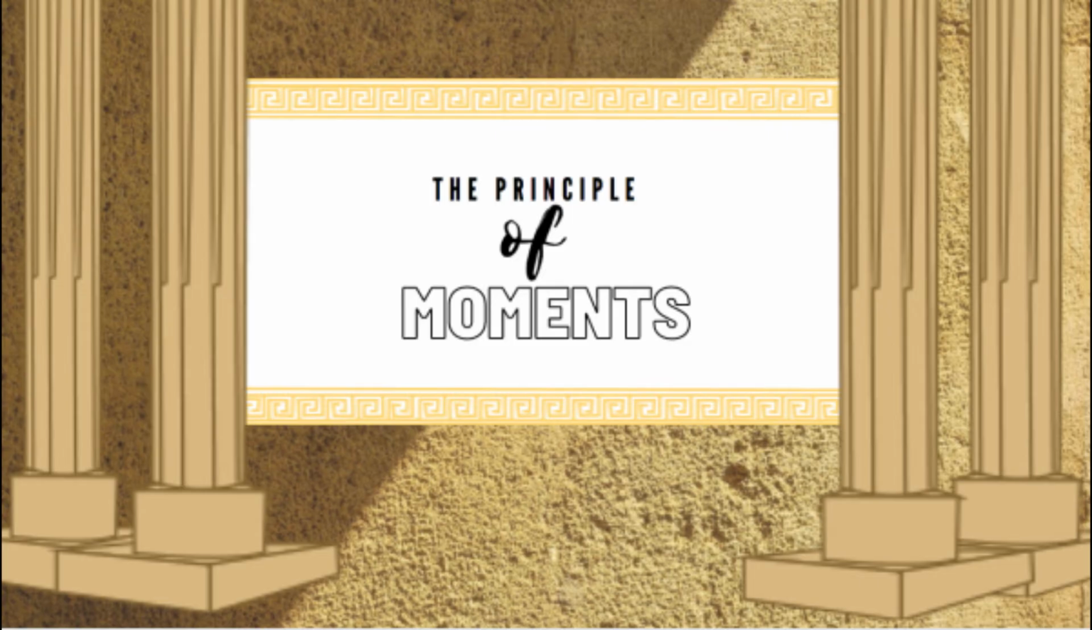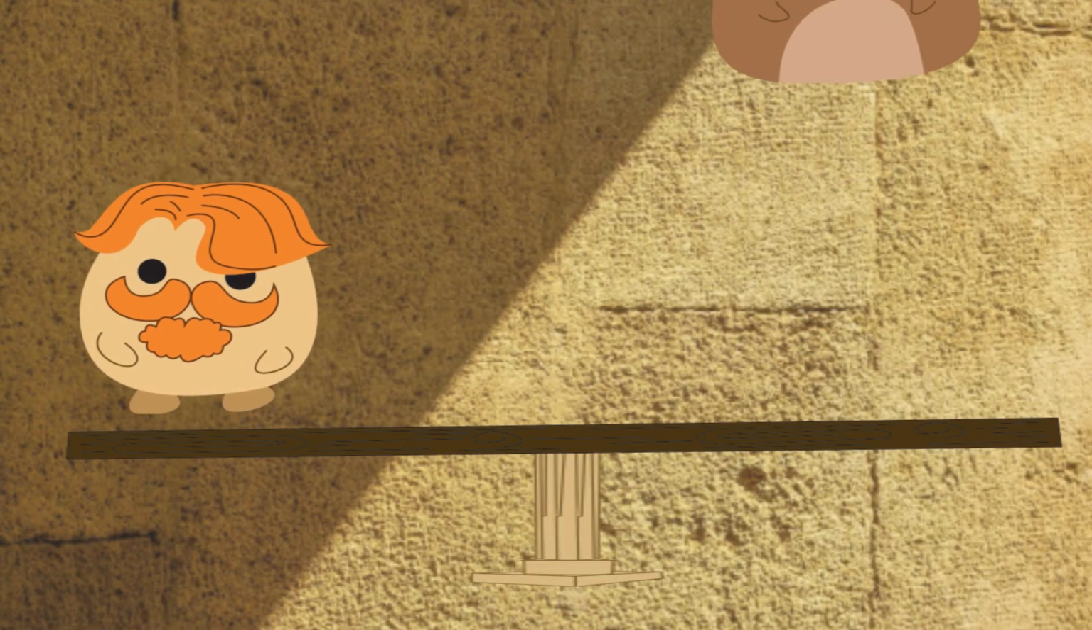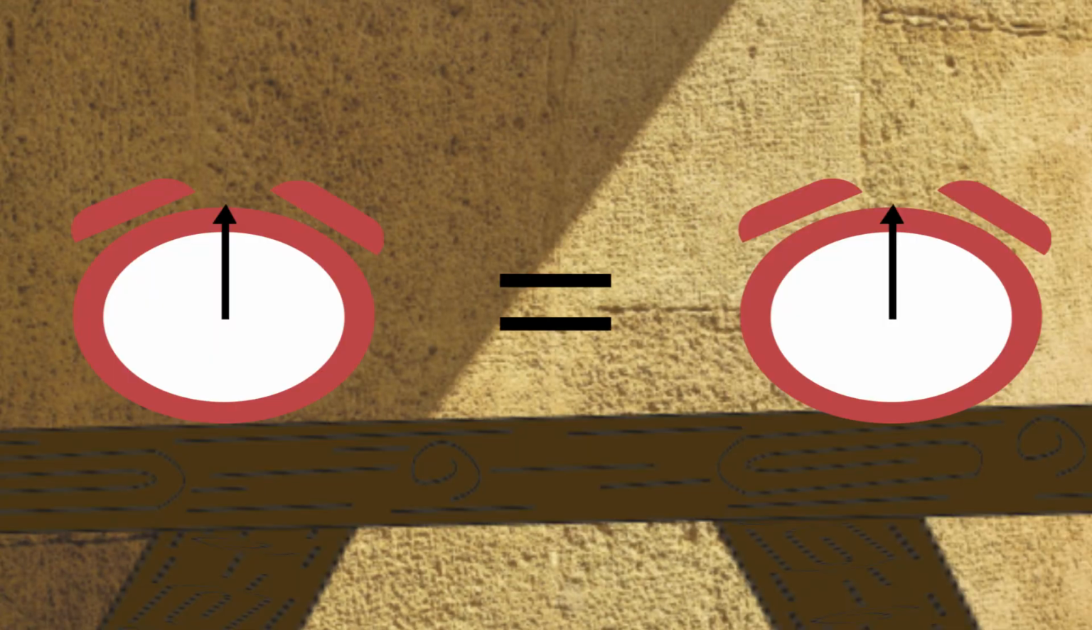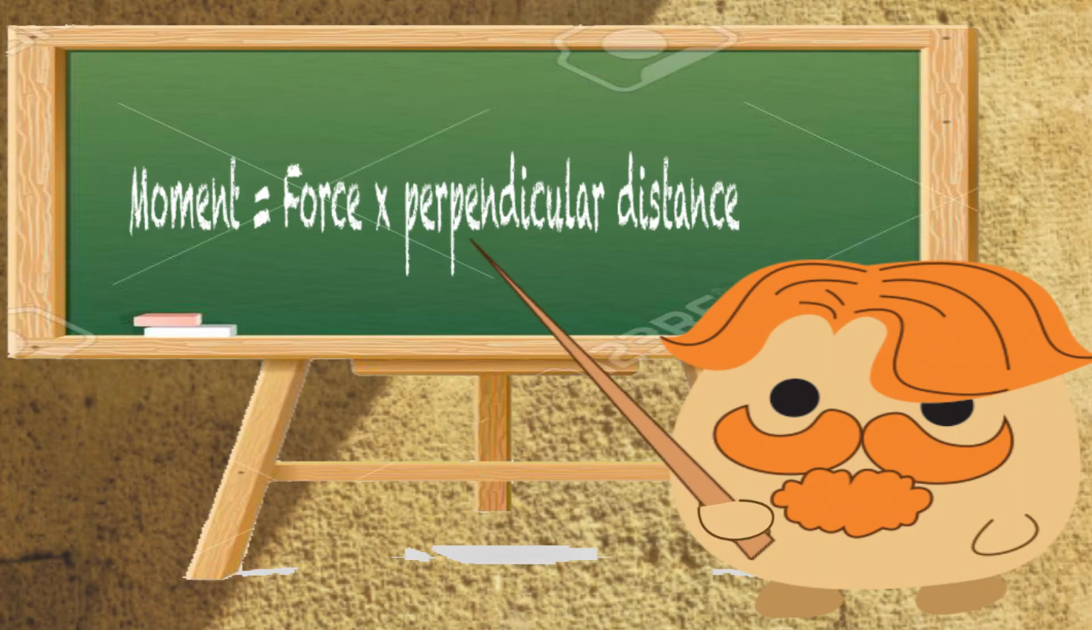The principle of moments. The principle of moments says that if an object is in balance, then the anti-clockwise moments are equal to the clockwise moments about any chosen pivot. Moment equals the force times the perpendicular distance from the line of action of the force to the pivot.